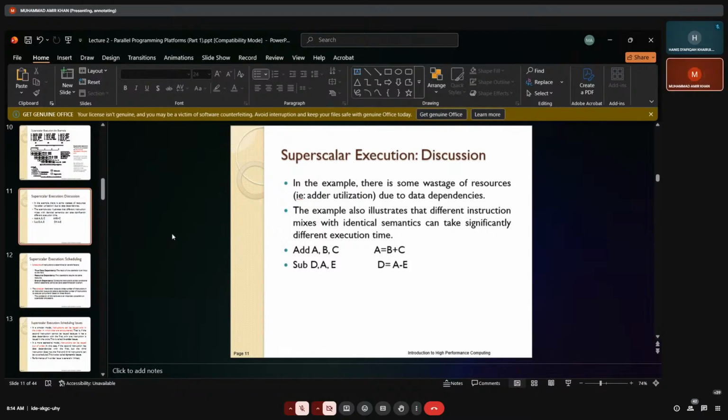So the previous instruction, and we have a next instruction. The next instruction, instruction number 2, will wait for the result of A. Good.